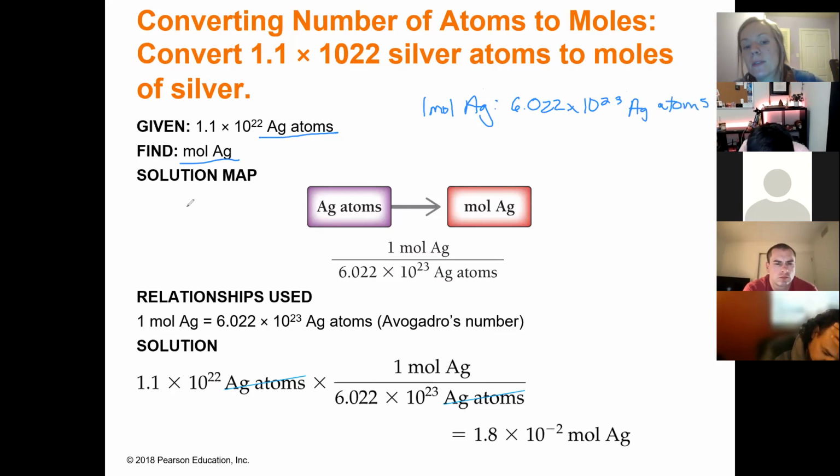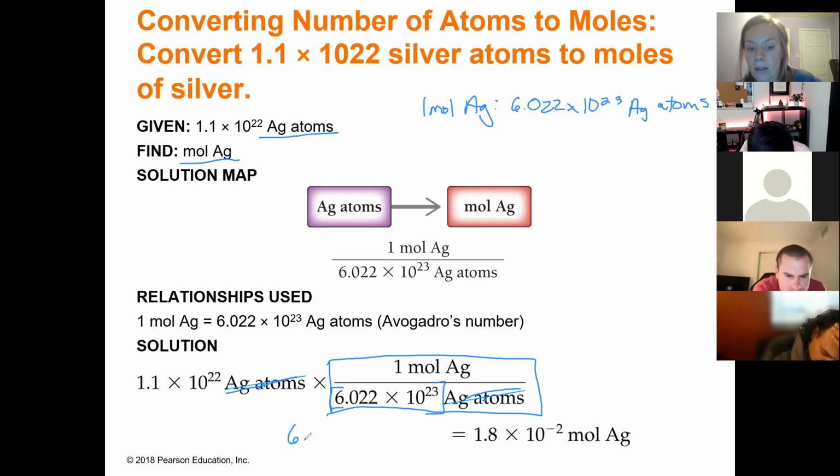The difference comes in how we set up the fraction. So if you look here, the atom is what we're starting with. So the atom needs to go underneath the fraction bar. The mole will go on top. That way the atoms cancel. Now this, you have to put in parentheses like this, or you need to type it into your calculator as 6.022 EE, the EE button, 23rd.